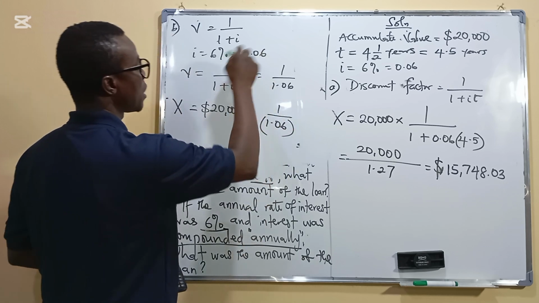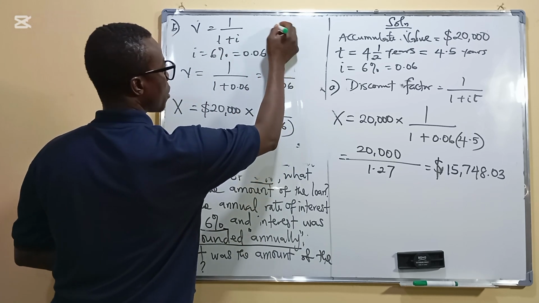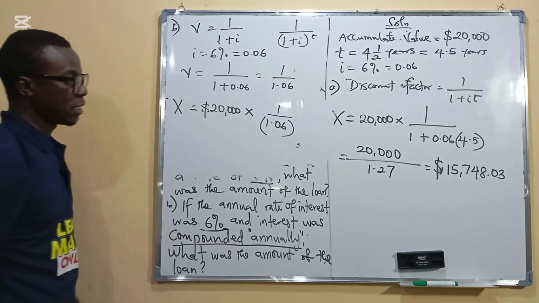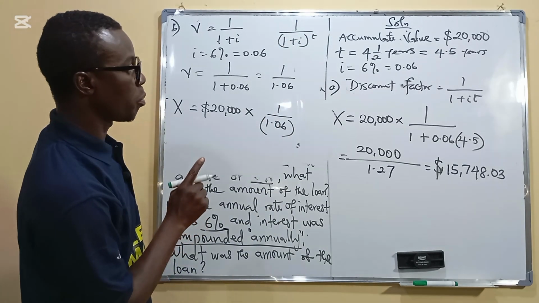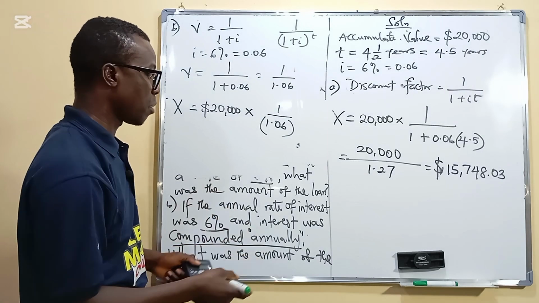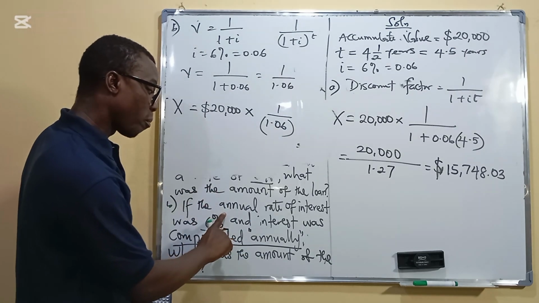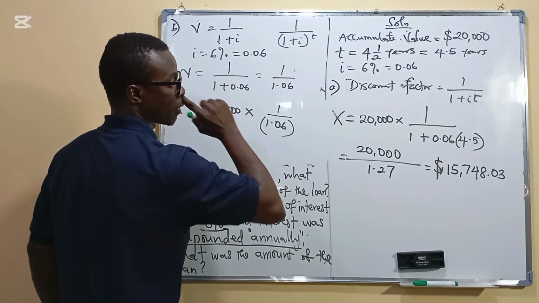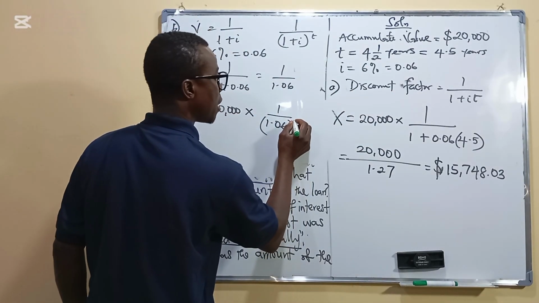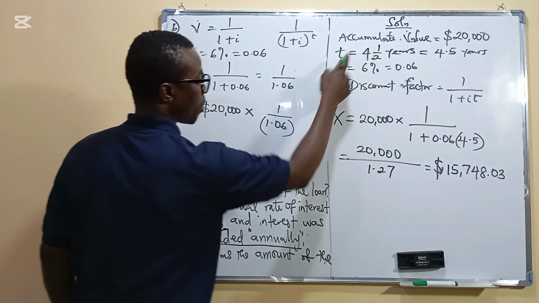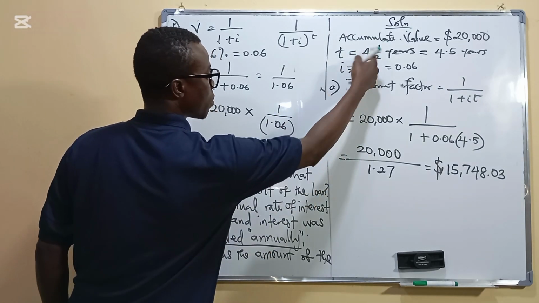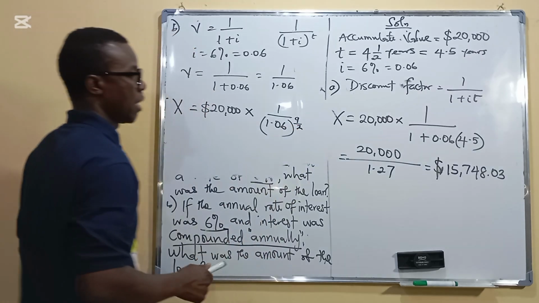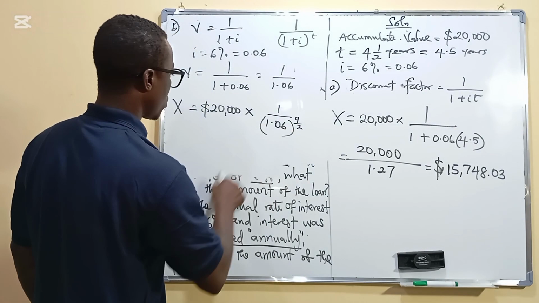But don't forget the value of t. Remember, I usually write it this way: 1 plus i raised to the power of t. And then the t here is going to be the 4.5 years. Don't forget to still maintain the same thing, but now it is compounded annually. So here, I can still say this is the same as saying 4 whole number 1 over 2, same as 9 over 2. Yes, that will be raised to the power of 9 over 2.